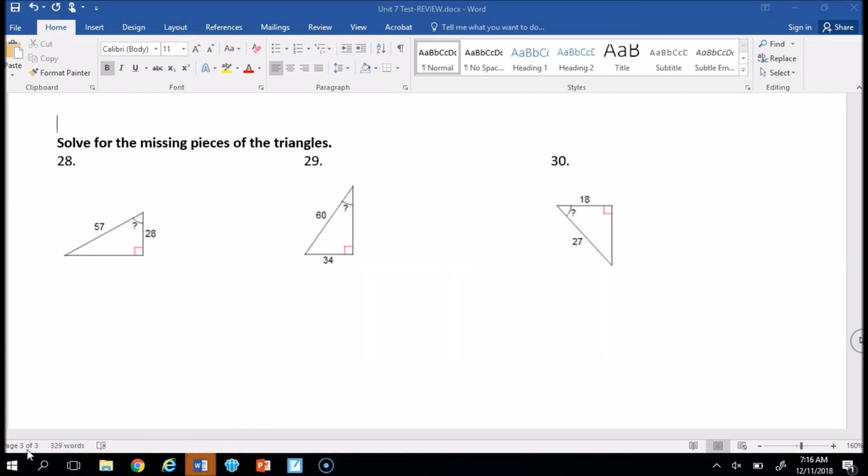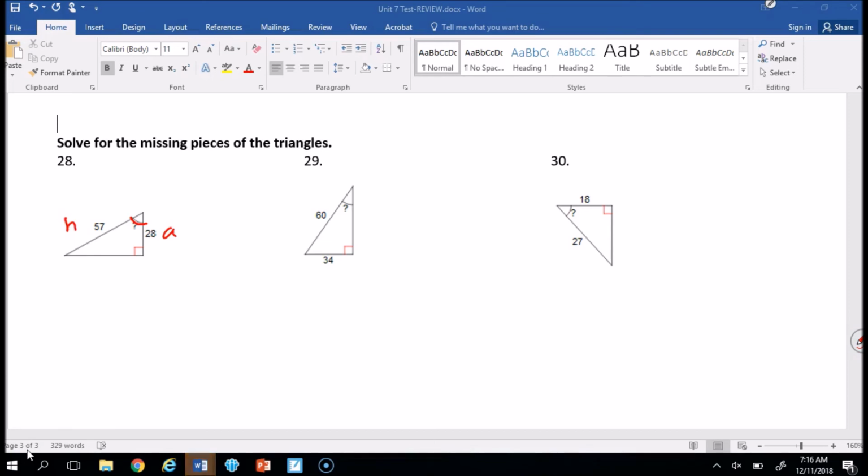So the last set of problems on this review says solve for the missing pieces of the triangle. So in this first triangle for number 28, we have two sides, but no angles besides the right angle. So we're going to go ahead and solve for one of these angles first, and then we'll solve for the other one. So if we're looking at this question mark here, and we look at how these two sides relate to it, we've got the hypotenuse here, and we've got the adjacent here. We know that that's the cosine ratio.